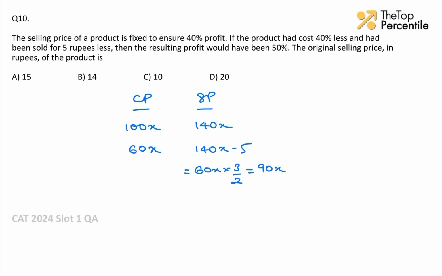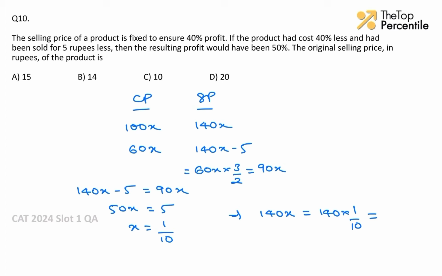Okay. So let's equate these. 140x minus 5 is 90x, which means 50x is 5 and x is 1 by 10. So what is the original selling price of the product? The selling price is 140x. This will be 140 into 1 by 10, that is 14, which is my answer, option B.